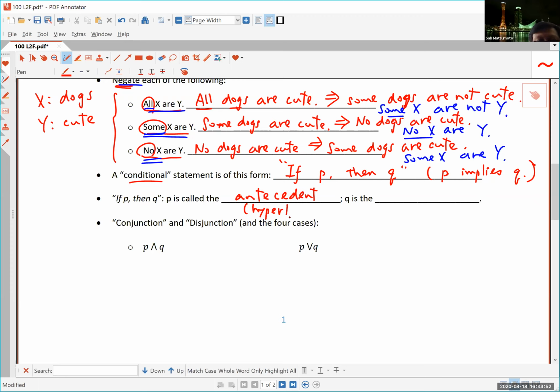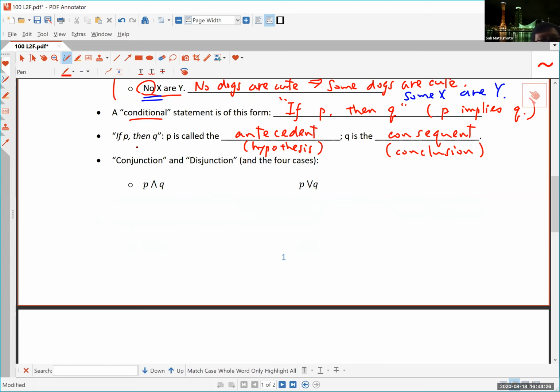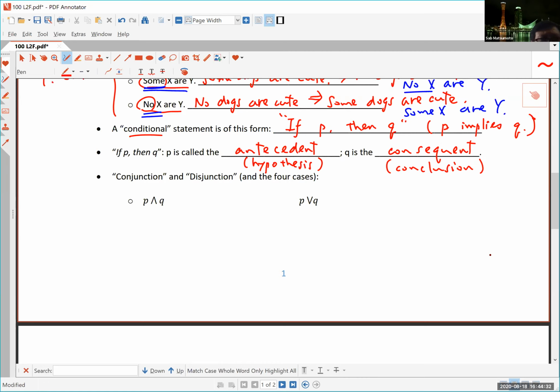Let's see if I can erase this. That would be nicer. And sometimes my computer acts up, and there you go. Okay, so hypothesis. And then Q is called the consequent. It is also called the conclusion. All right, so hypothesis, conclusion, antecedent, consequent. If you have two propositions like P and Q, you can form a conditional statement. If P, then Q. You could also combine them in two different ways: conjunction and disjunction.